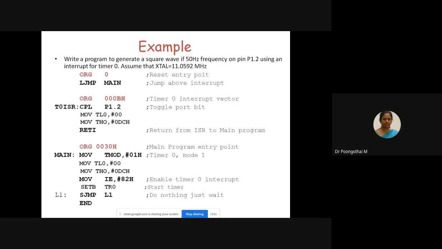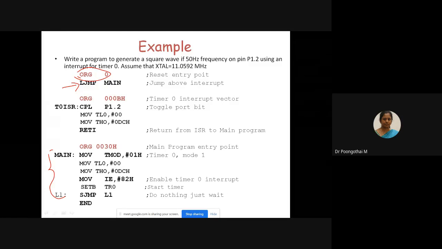Next we will see how to write an interrupt service routine in square wave generation. The problem is: write a program to generate a square wave of 50 Hertz frequency on pin P1.2 using an interrupt for timer 0, with an external oscillator frequency of 11.0592 MHz. Initially your program code starts at ORG 0. Next, jump to the main program, so your main will be stored here.